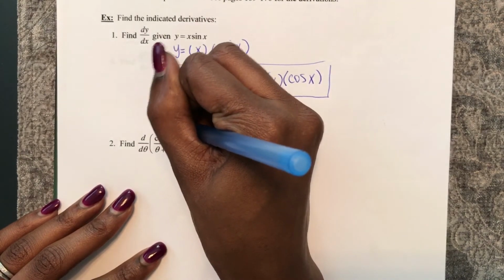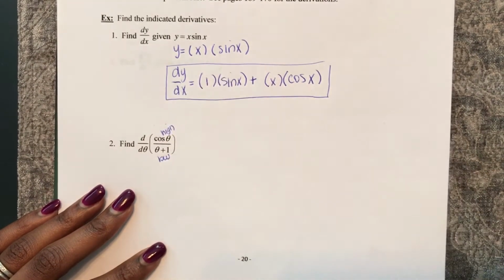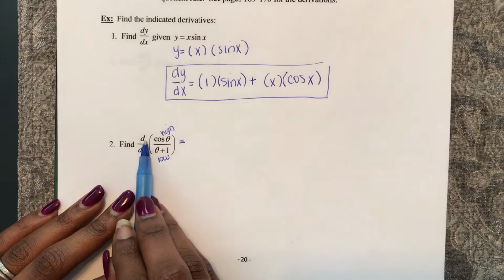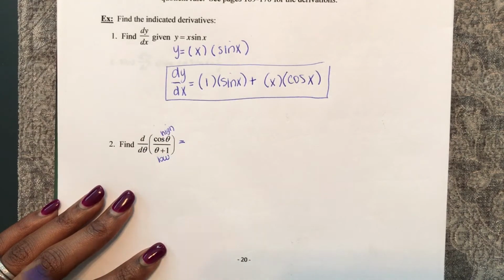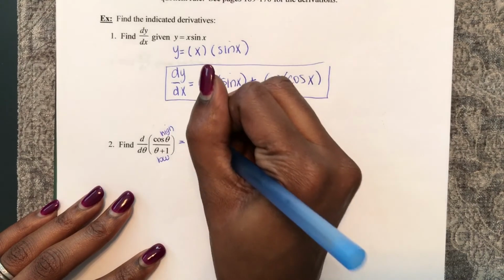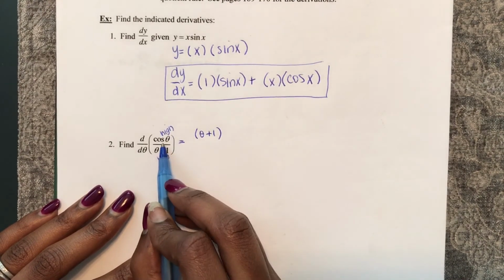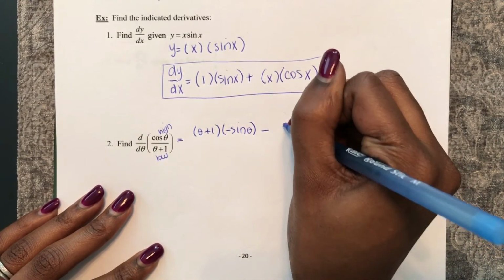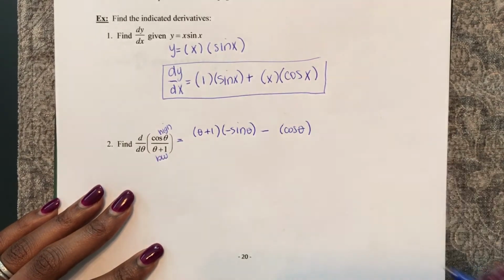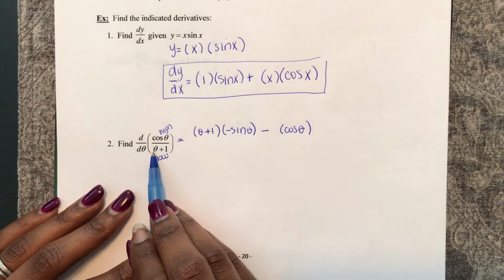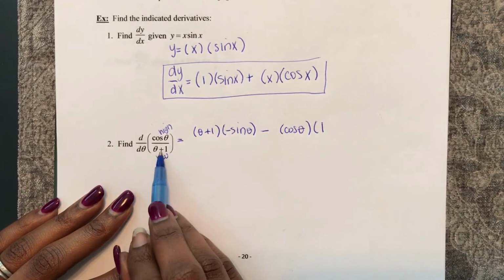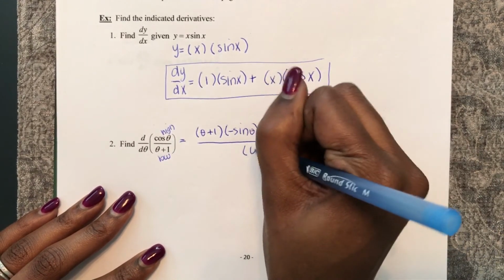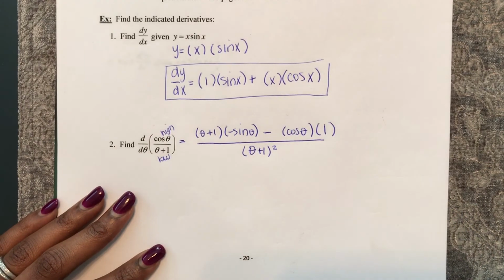I see my high function is cosine θ, and my low function is θ plus 1. So I'm going to do the quotient rule. So the derivative with respect to θ of this function equals low d high, and the derivative of cosine is negative sine θ, minus high, which is cosine θ, d low. Now the derivative of θ with respect to θ is 1, and the derivative of 1 is 0. And square the bottom, and away we go.